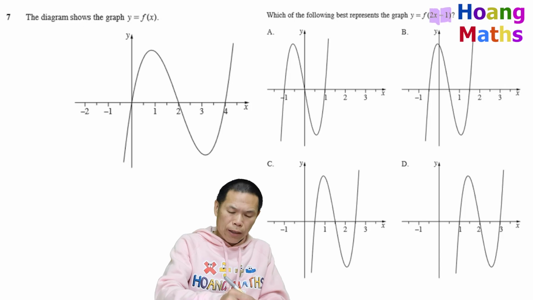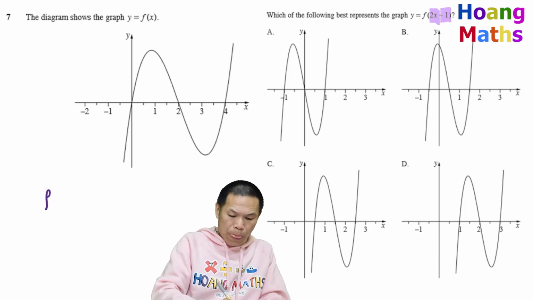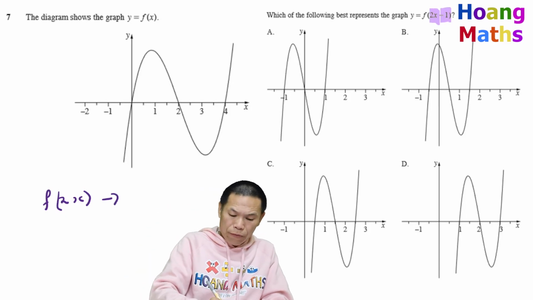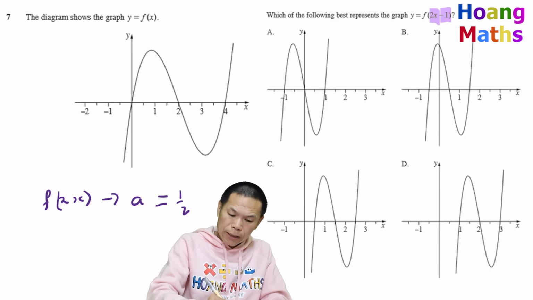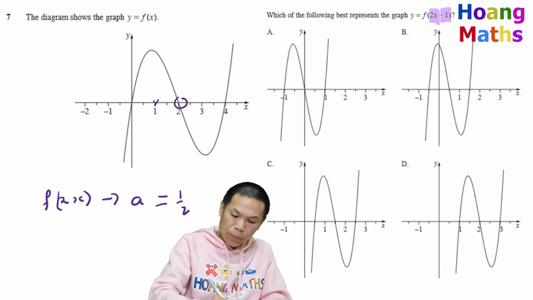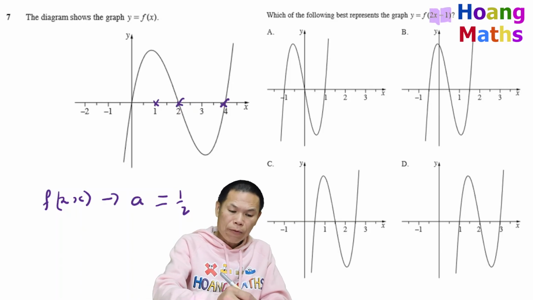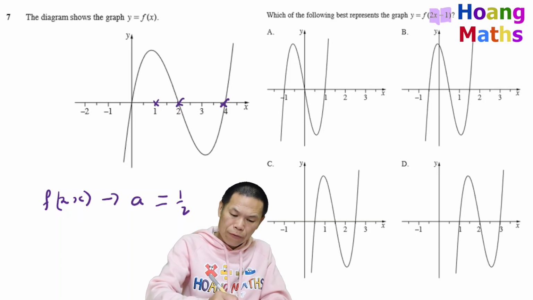We know that f of 2x means a horizontal dilation with a factor of a half. So these two become 1, and these 4, half of 4 gives me 2. Half of 0 is still 0. So your graph is the shape like this.